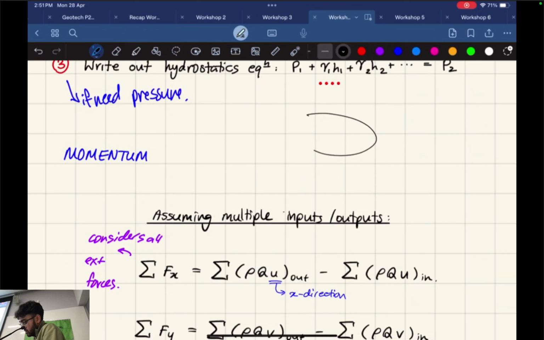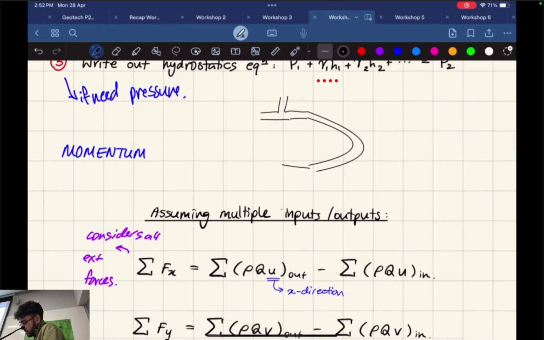Horrible. I'm sorry. Good math. Something like this. These are a pretty trash diagram, but okay, so you have some sort of inflow, some sort of outflow, some sort of outflow.